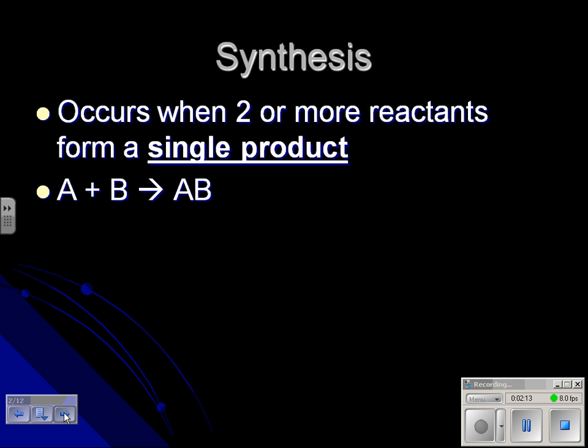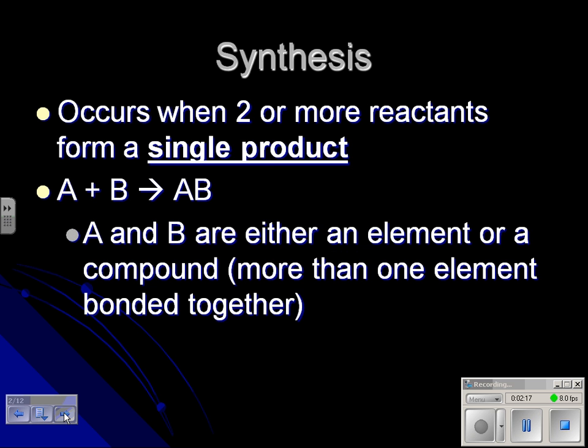Now, I said that it was an element A and an element B, but technically the A and the B that are on the reactant side can either be an element or a compound. So you could have a compound plus a compound making a new compound. That would still be synthesis. The key is that you only have one product here. If you make one product, then that is synthesis.